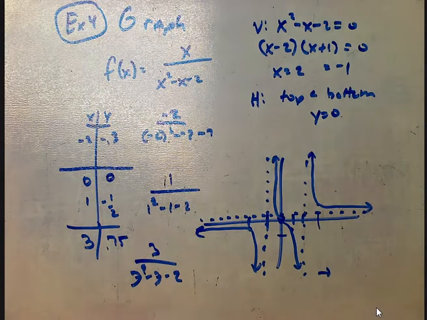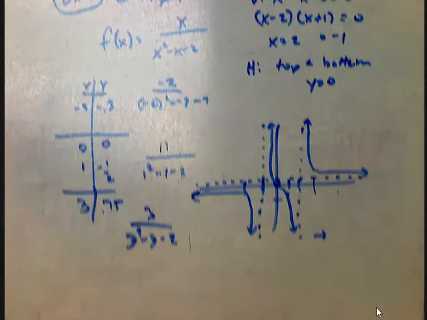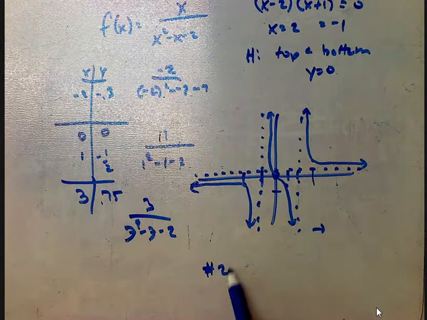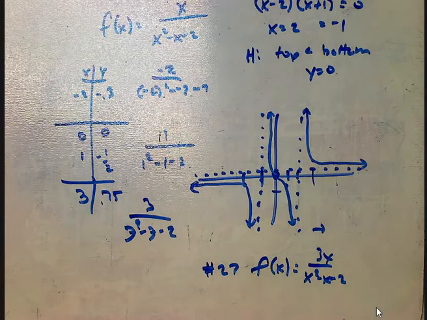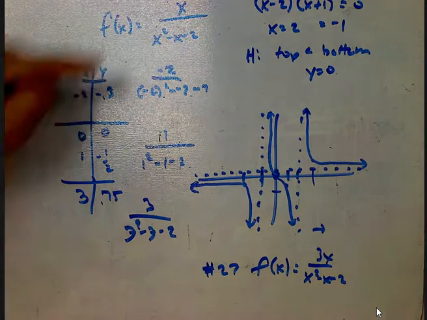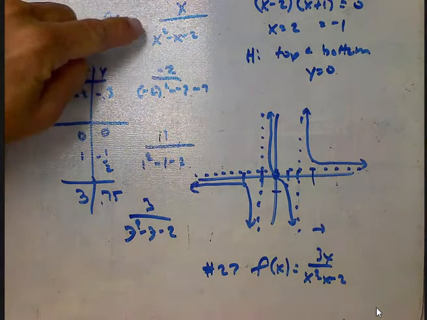I want us to go ahead and try number 27. f of x equals 3x over x squared minus x minus 2. So it looks pretty similar because of these two. This is pretty similar to that one. So press pause and come back and see if you're able to do it right.